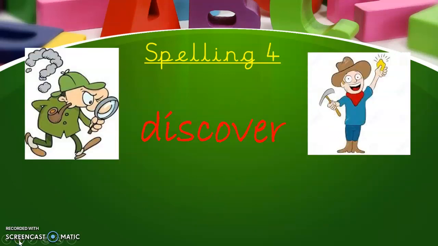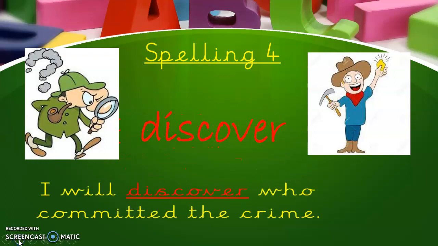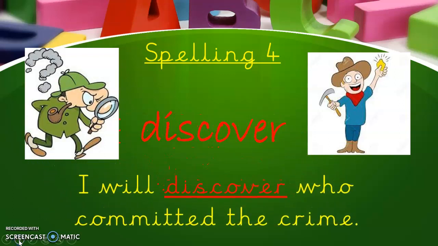Spelling 4 is discover. I will discover who committed the crime. Can you see any words within the word here? You should be able to see cover. So if we can spell cover, you can spell discover with that prefix at the beginning.